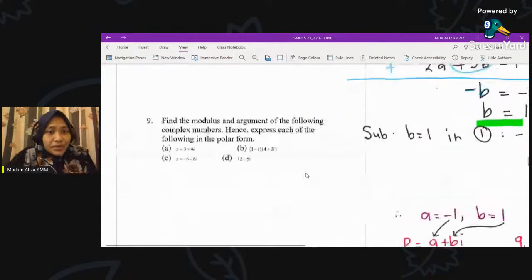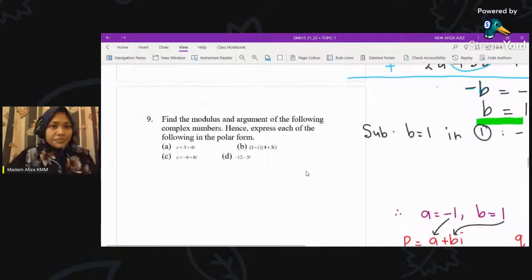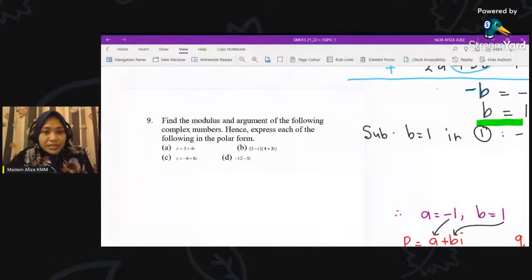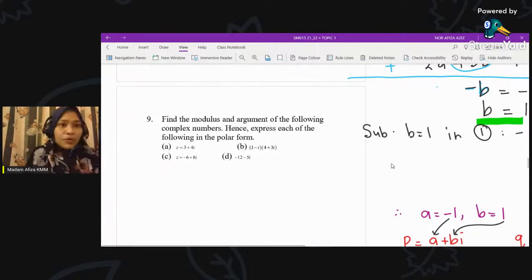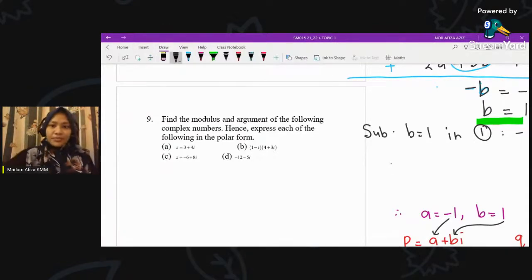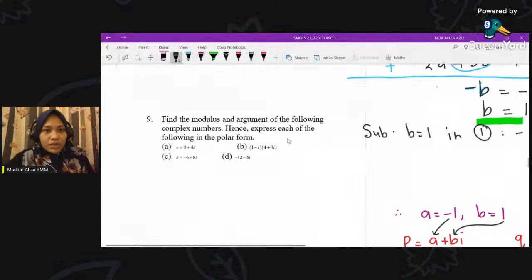Okay, kita teruskan dengan soalan yang ke-9. Find the modulus and argument of the following complex numbers. Modulus tu apa kan? So kita tengok dekat sini. Mungkin Madam boleh terus conteng saja.